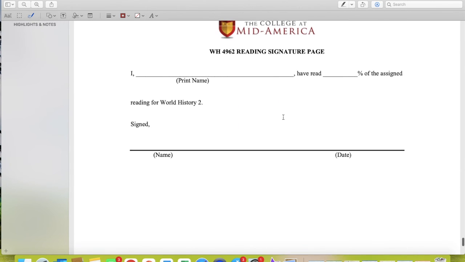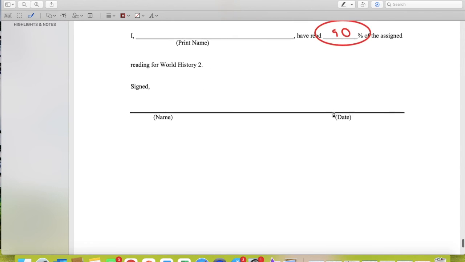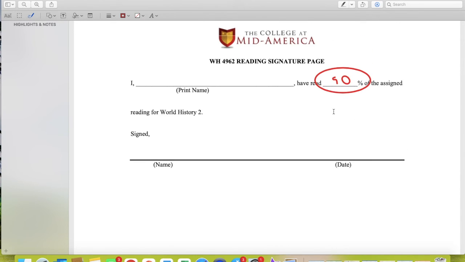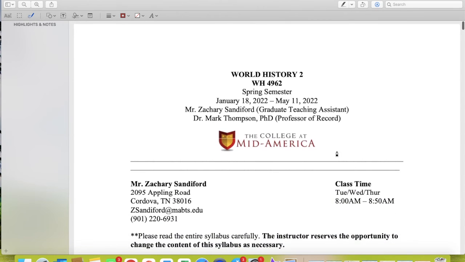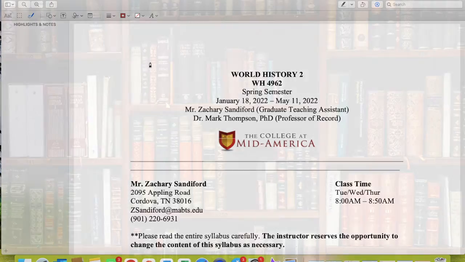Okay, this is a reading signature page, but again, like I said, at the end of the semester, you're going to give me the percentage in an email. You'll say I read 90%, and you'll get a 90 for your reading grade. Or if you read 100%, you'll get 100% for your reading grade. Okay, so that is it for our syllabus. If you have any questions about the syllabus, please shoot me an email and I'll get back to you with an answer.